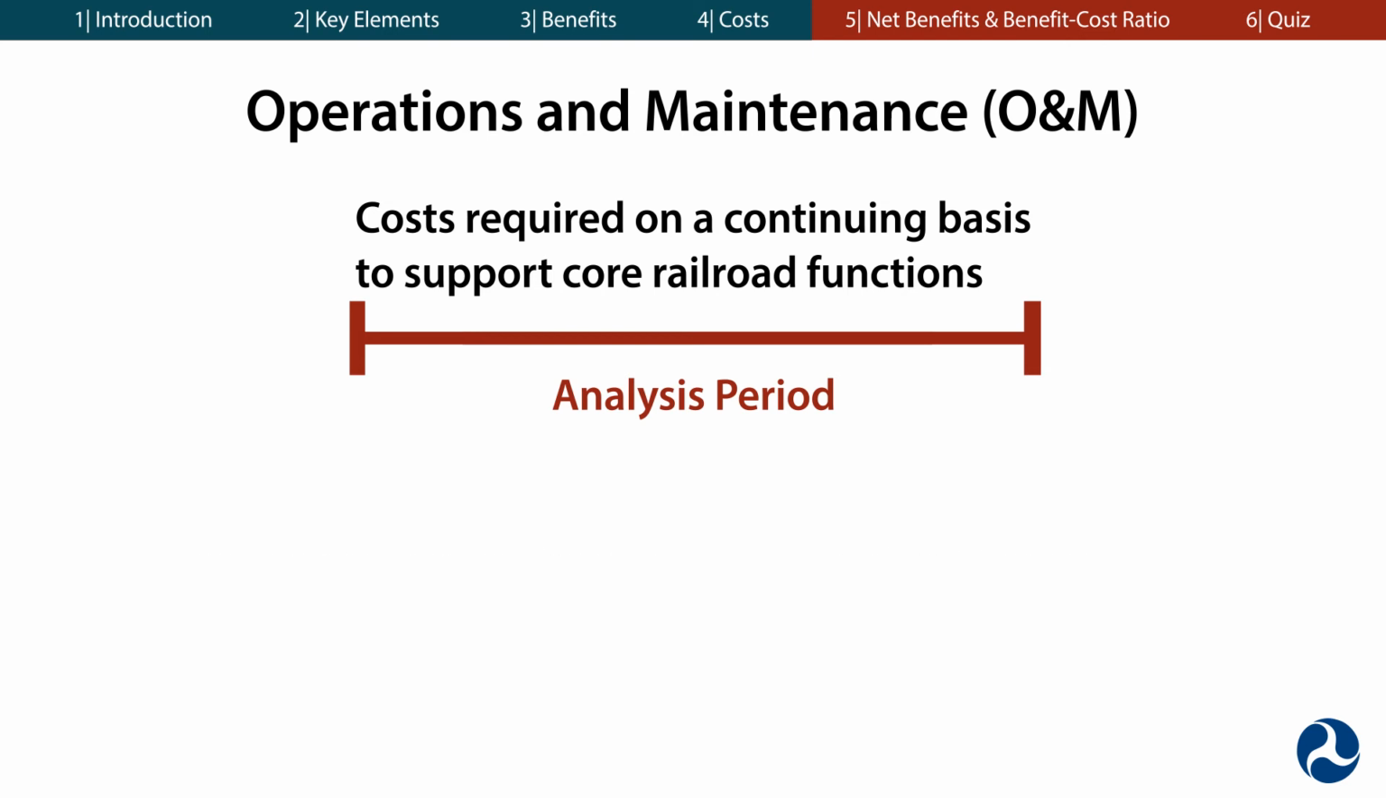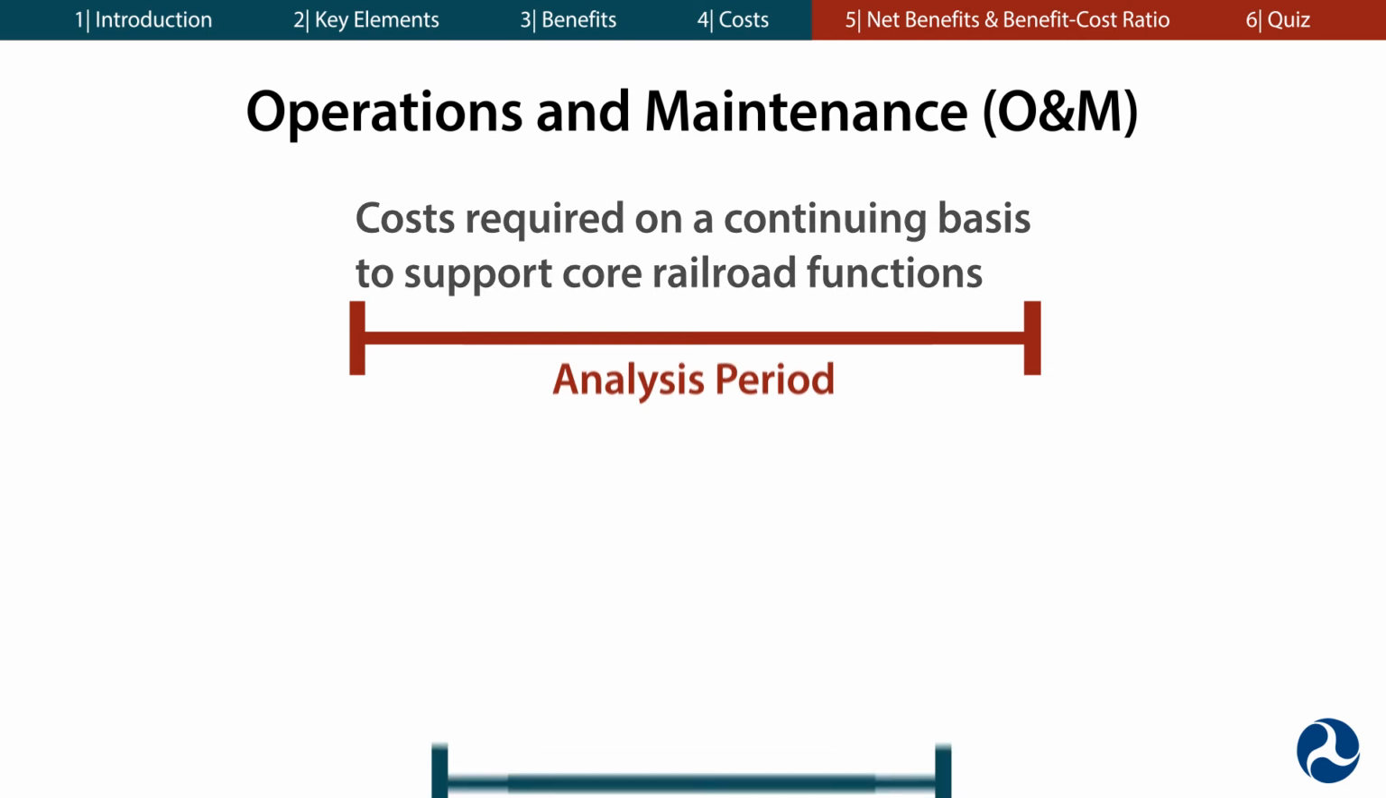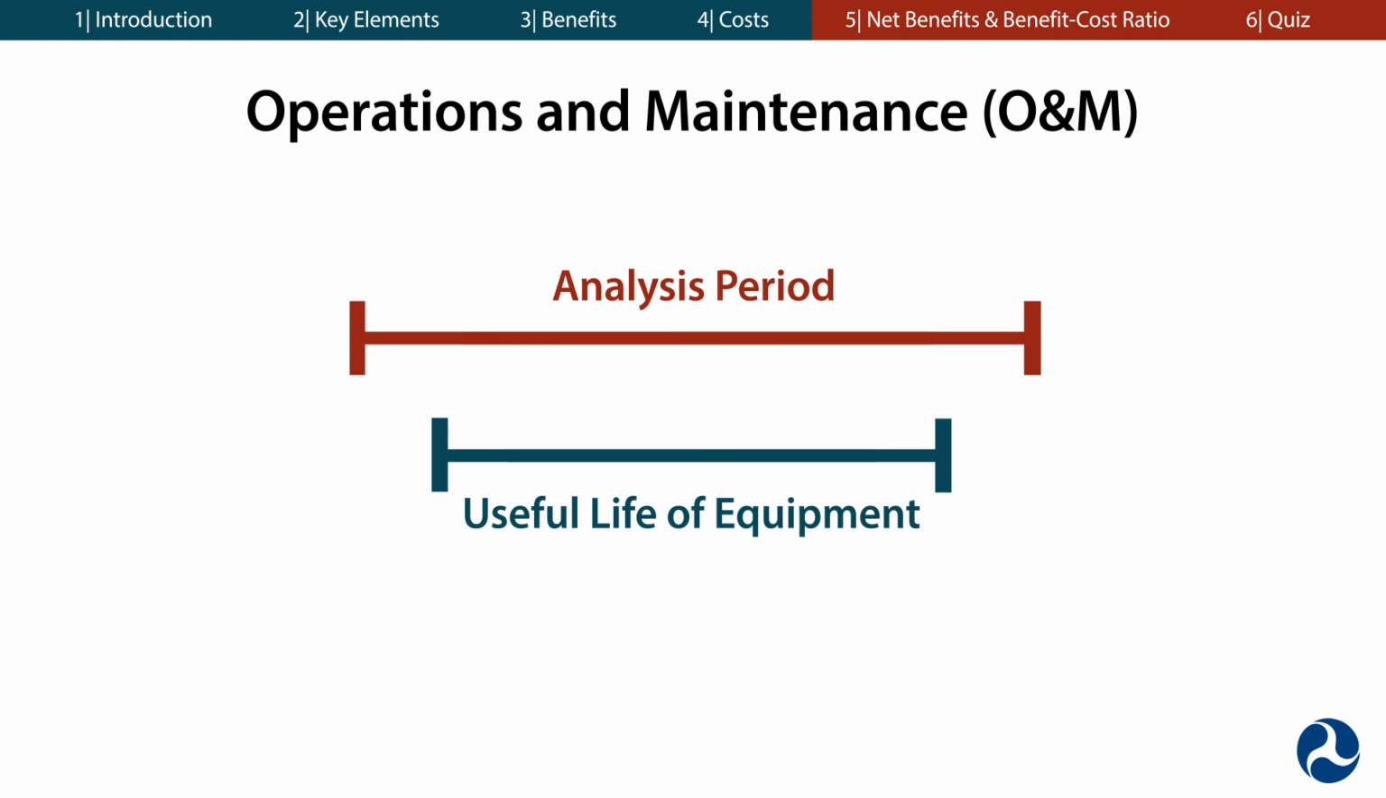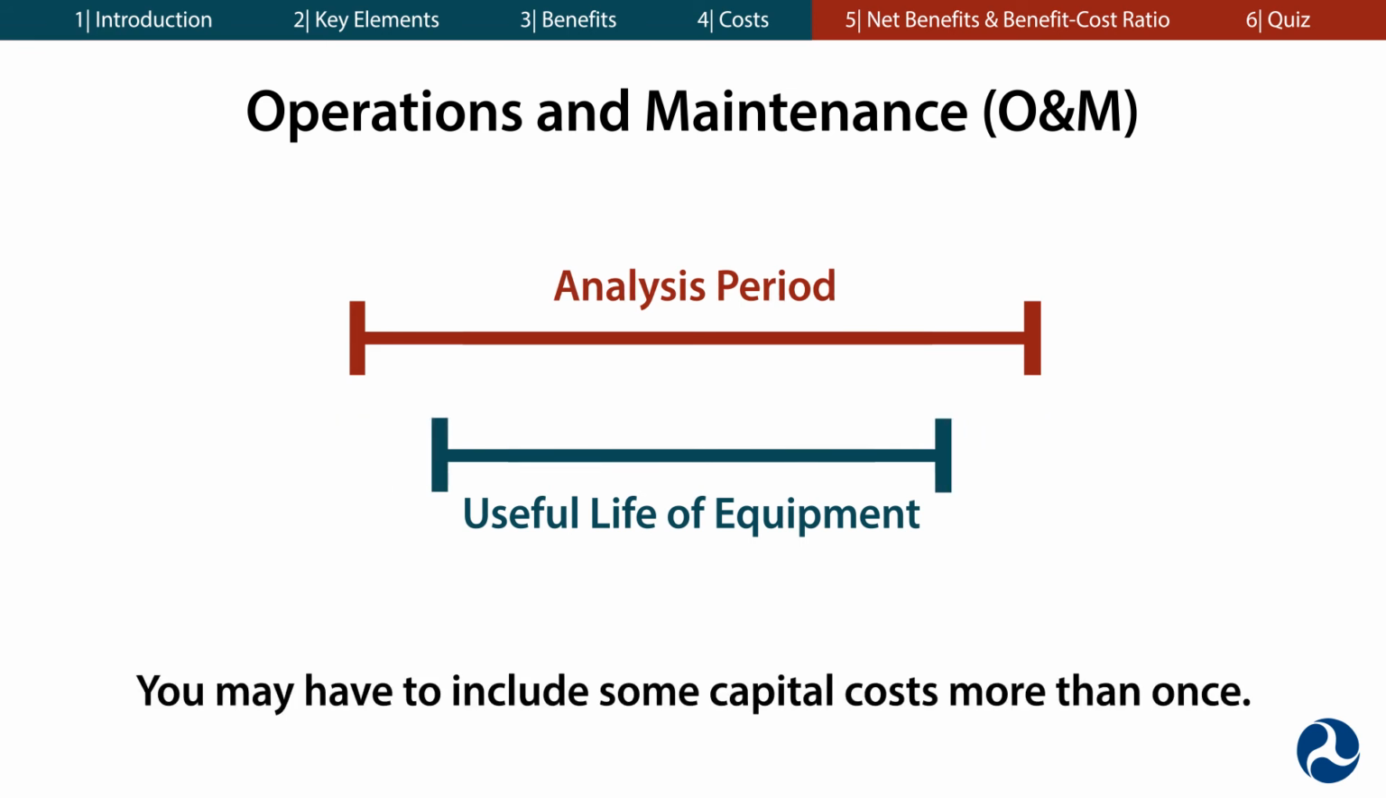It's important to consider the difference between your chosen analysis period and the useful life of the assets included in your BCA. Some railroad equipment or infrastructure will be useful for much longer than your analysis period. Conversely, some equipment may not be designed to last for the duration of the analysis period. You may have to include some capital costs more than once.